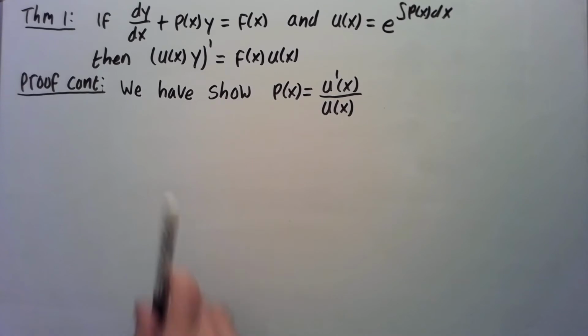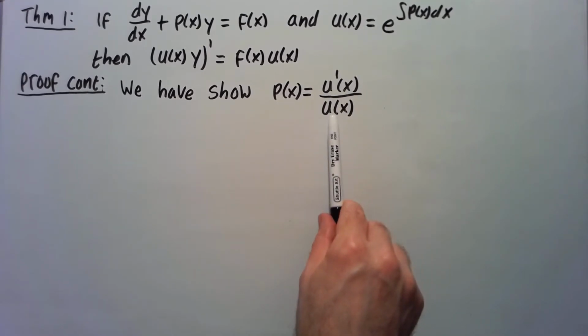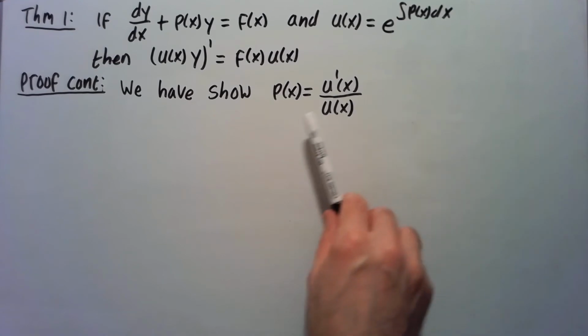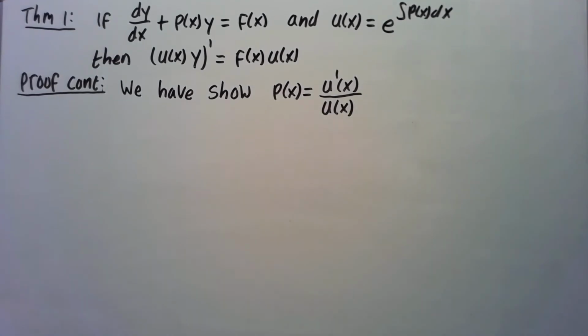Okay, so here's where we left off. We showed that p equals u prime over u. So now we want to solve for u, and we basically want to show that u equals this. That's what the theorem is saying. So let's solve for u by integrating both sides. Let's integrate both sides here.